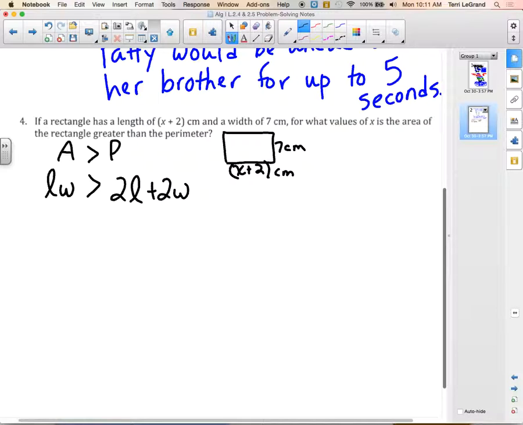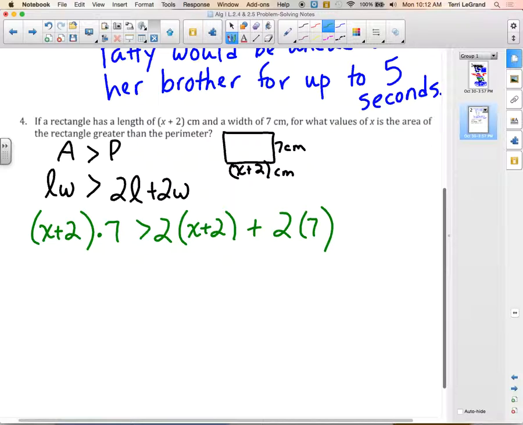Write your inequality statement, replacing L with what? X plus 2. And W with 7. So wherever there's an L, we're going to put x plus 2. Wherever there's a W, we're going to put 7. And then we're going to simplify and then solve. Okay, go ahead and do that.